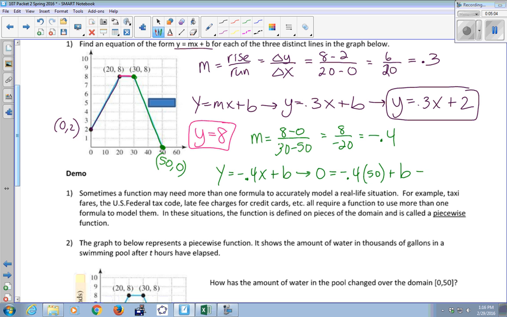Okay, so b ends up being, to take 0.4 of 50, I could take 0.1 of 50, which is 5, and multiply it by 4, which is 20. So I get negative 20, add it to both sides, b is 20. So my final equation is going to be y equals negative 0.4x plus 20.